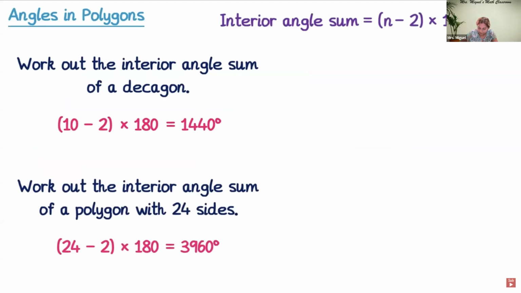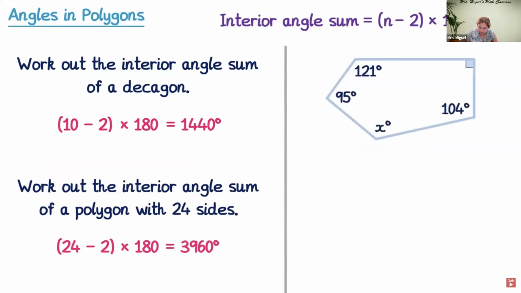Sometimes exam questions may require us to work out the interior angle sum. For example, this question here. For this question, we're looking to find the angle x. We can see that this shape is a pentagon since it has 5 sides. We can work out the interior angle sum of the pentagon using the formula. Let's replace the n in the formula with a 5. So it's 5 subtract 2 multiplied by 180, which gives you 540. This means all of the angles on the inside of that pentagon must add up to make 540 degrees.